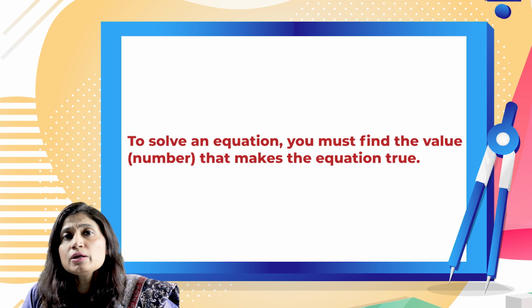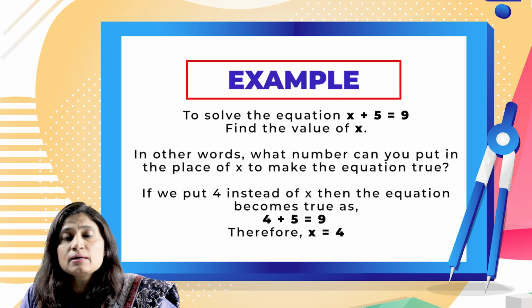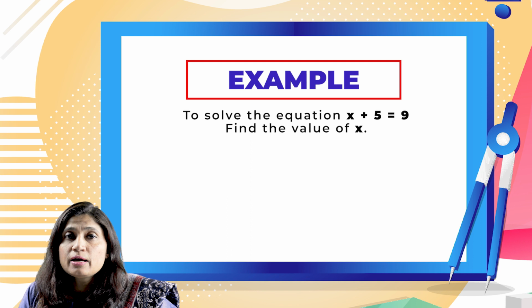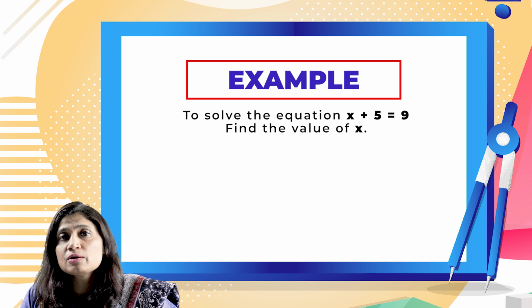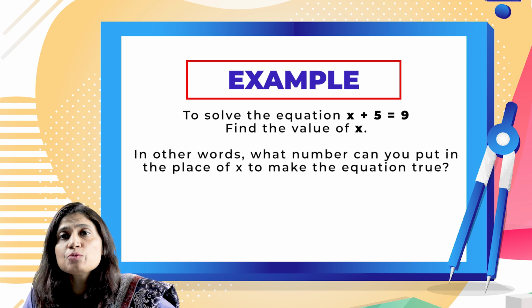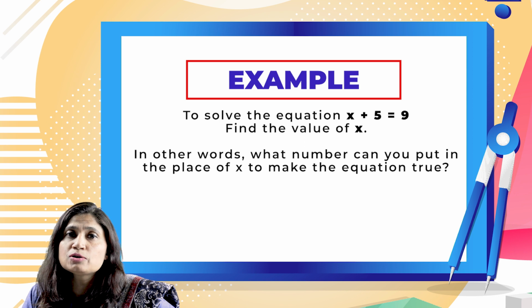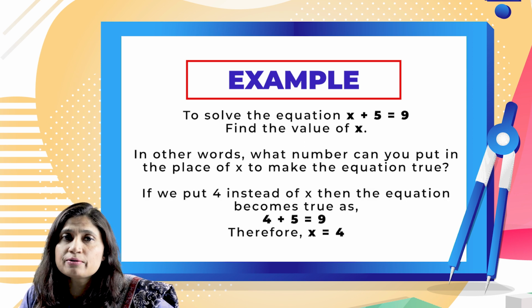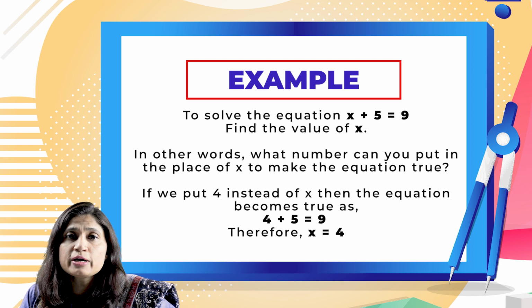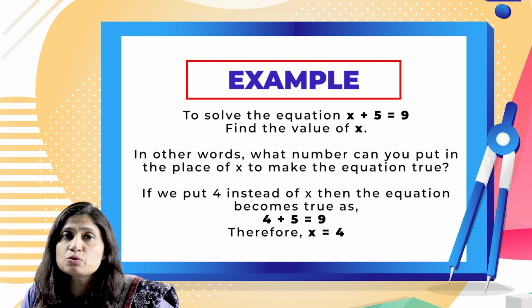To solve an equation, you must find the value that makes the equation true. If you look at this example, x + 5 = 9, to solve this equation we need to find the value of x. What do you think? What number can you put in place of x to make the equation true? Absolutely correct. If we put 4 instead of x, then the equation becomes true because 4 + 5 is equal to 9. Therefore, the value of variable x will be 4.